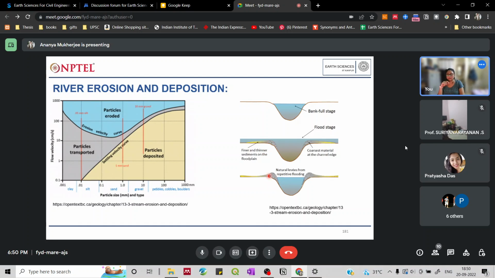And this area that is formed due to the coarse sediment deposits, these are called levees, natural levees. So these get built up due to repetitive flooding. So these are some of the erosion and deposition features that are associated with rivers.